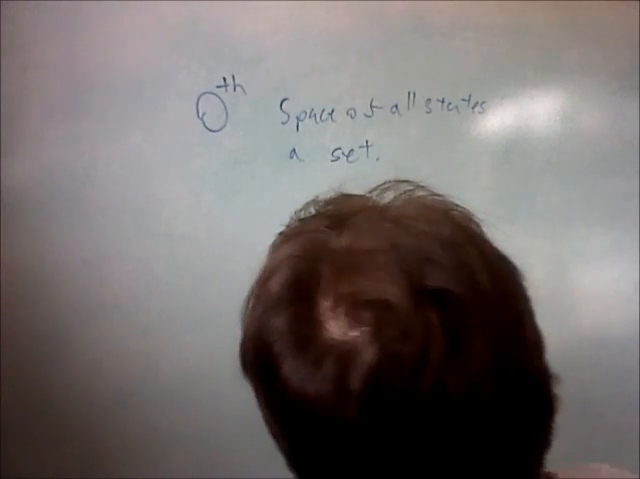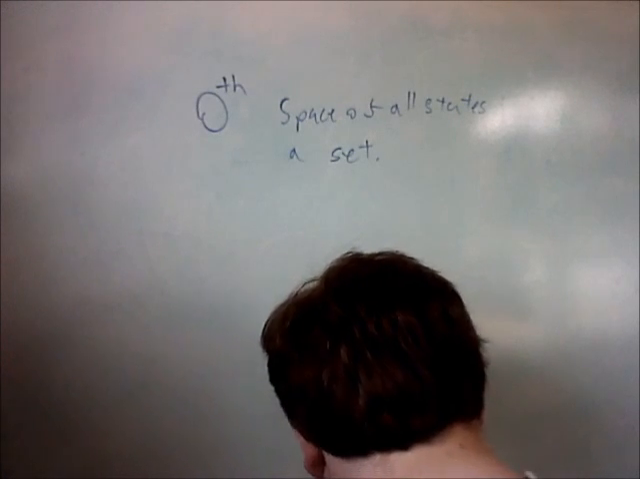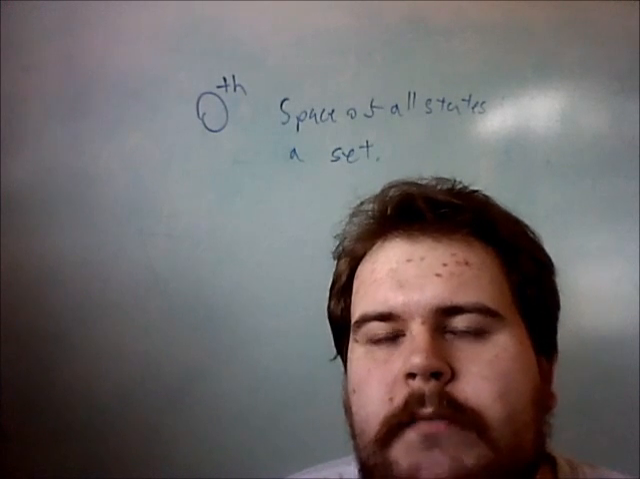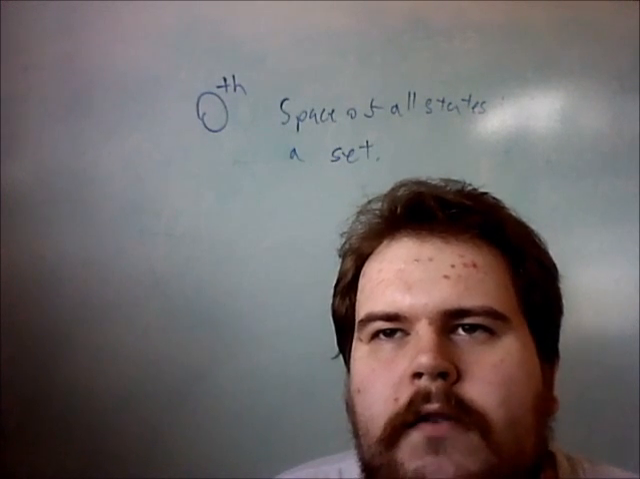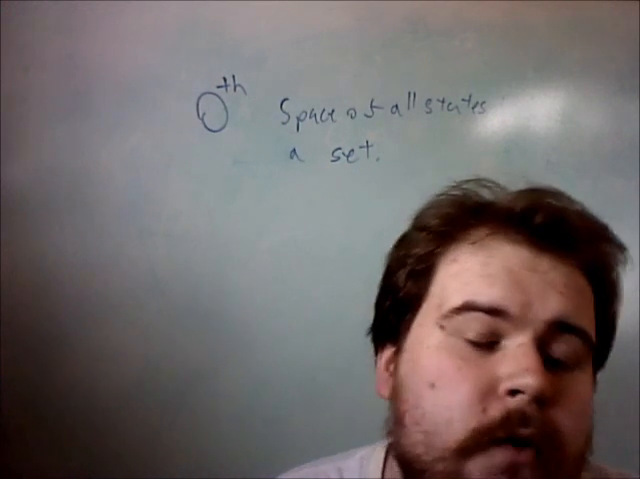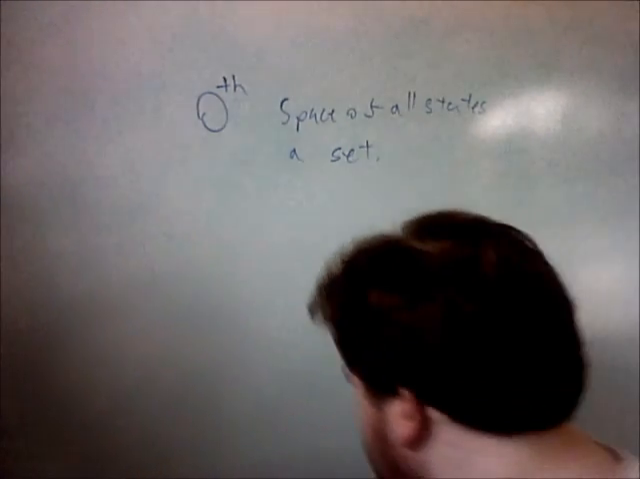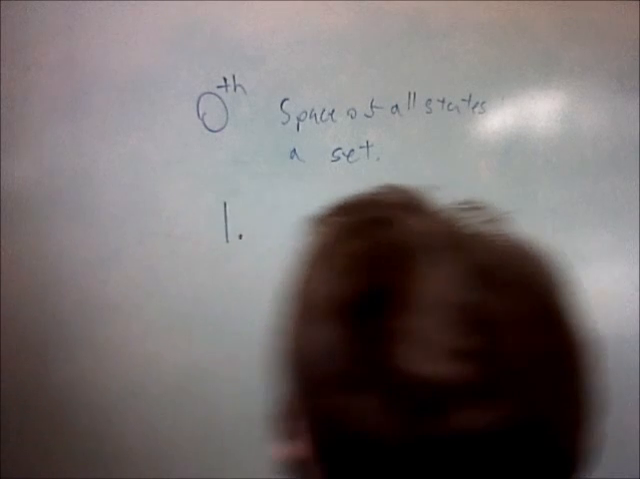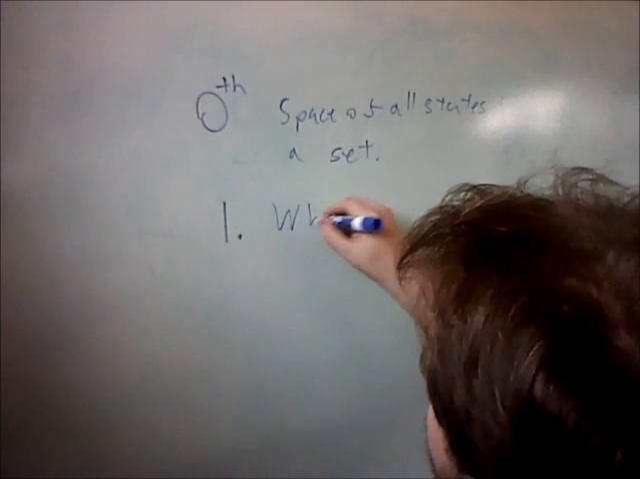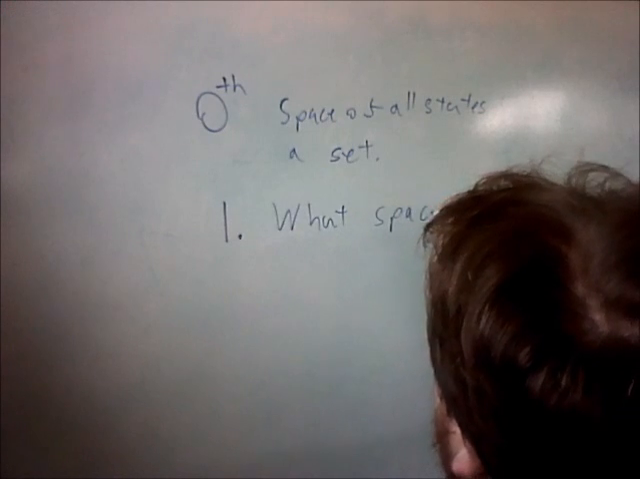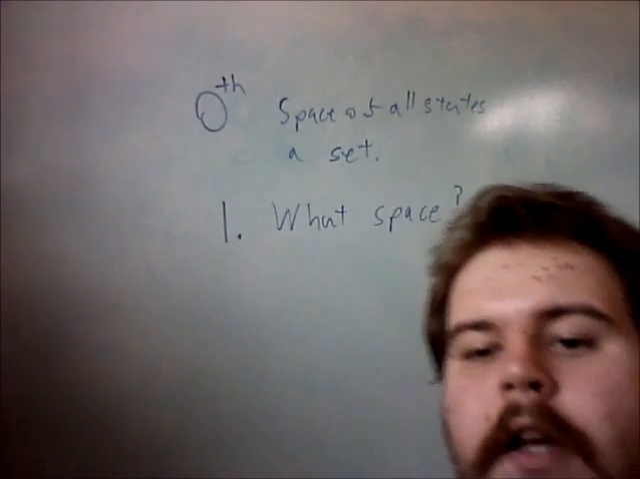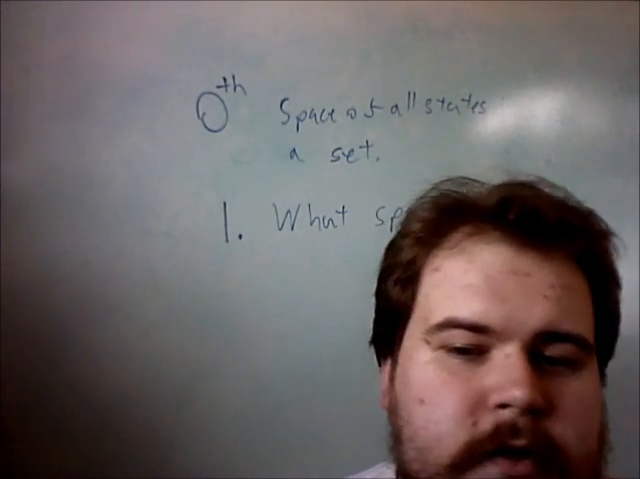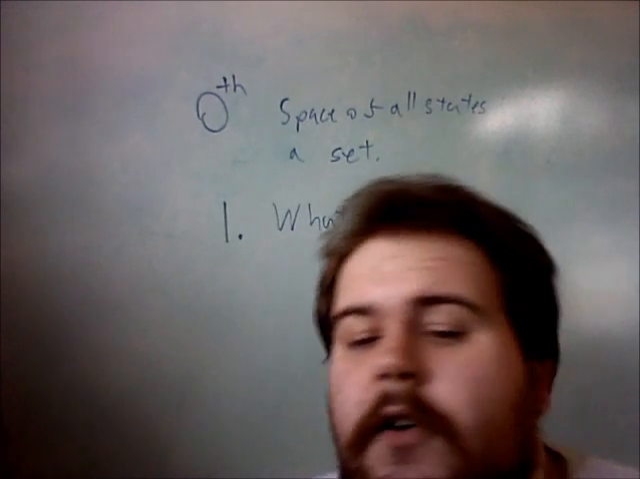Now, if you have a set which represents the space of all possible states that a physical system can be in, there are essentially three questions that you'd like answered. Question number one: what space? First question you'd like to know is, what actually is the space? What are the possible states that the system could be in? Fairly obvious that you can't do anything if you don't have that.